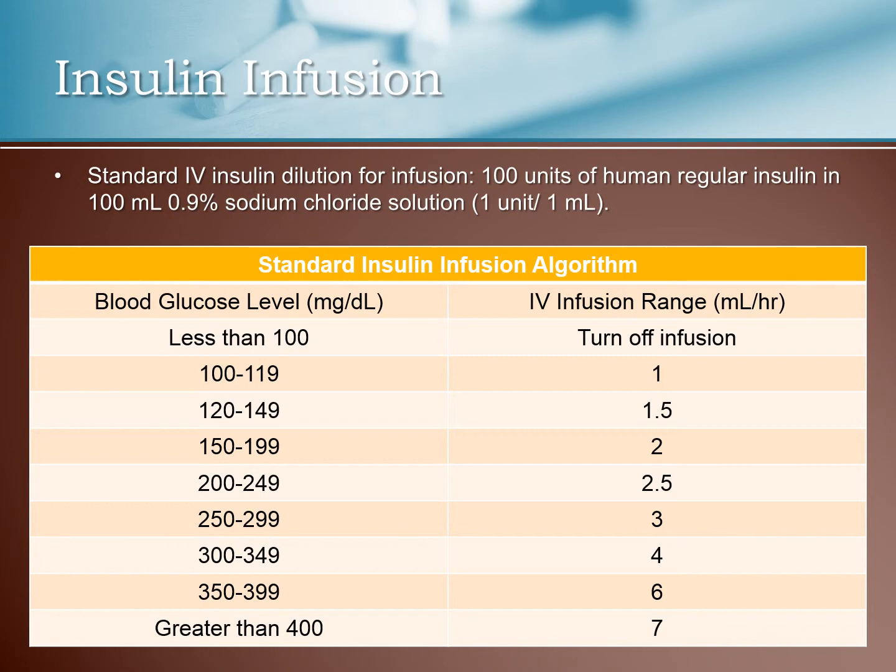The protocol should include the type of insulin to be infused and directions for dilution, how often the patient's blood glucose is to be checked, the infusion amount, and the target glucose range. Here is an example of an insulin infusion algorithm.